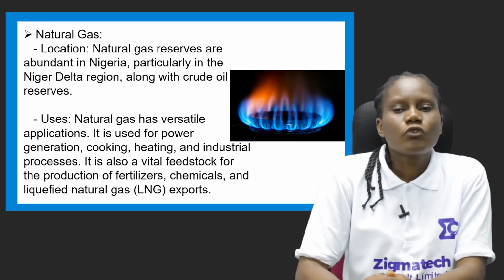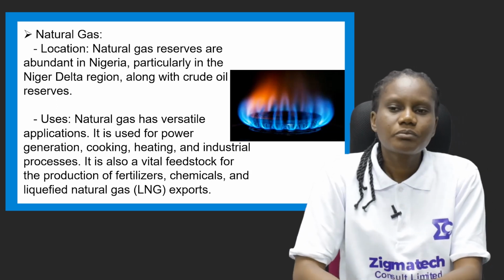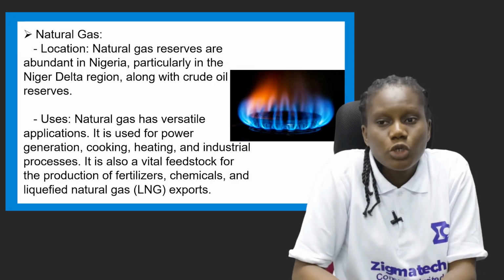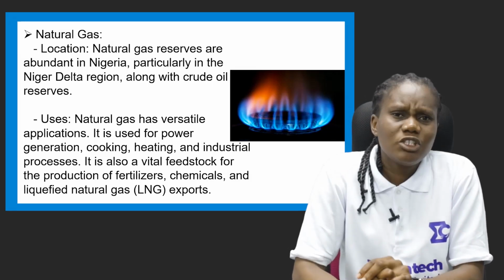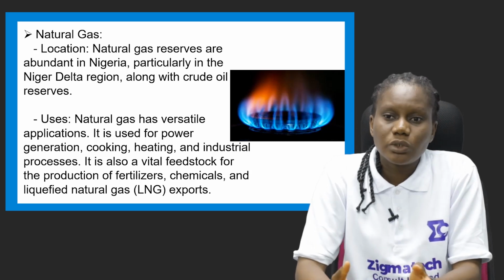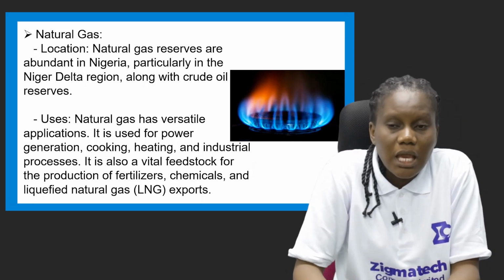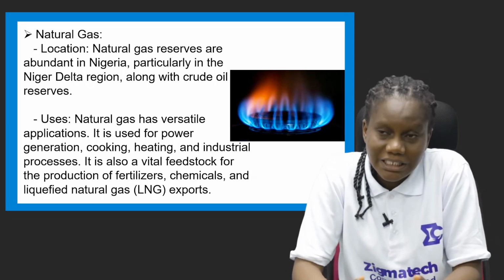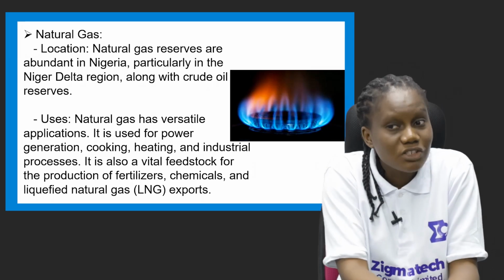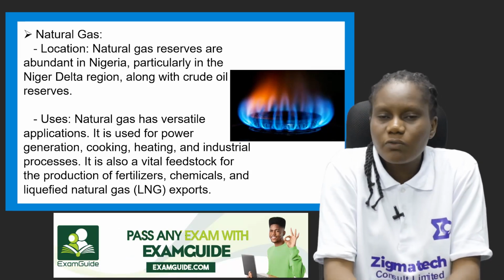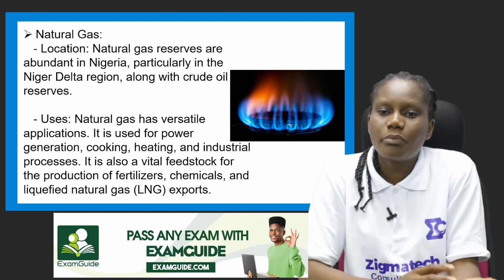So what are the uses of natural gas? It has versatile applications for power generation, for cooking. Most of us, let me just even give a specific one. We have gas in our home. You have a gas cylinder, and what do you use to power the gas cylinder? It is the gas that you get from the filling station or from the gas station. So you can see that it can be used for cooking, for heating, for industrial processes.